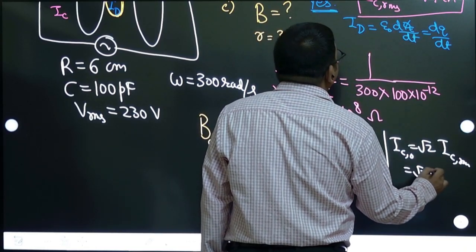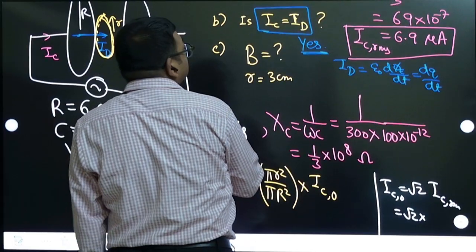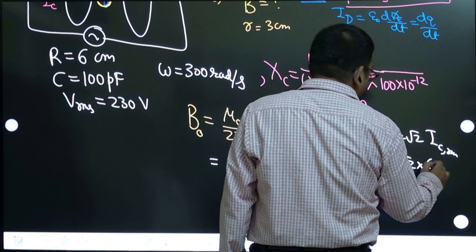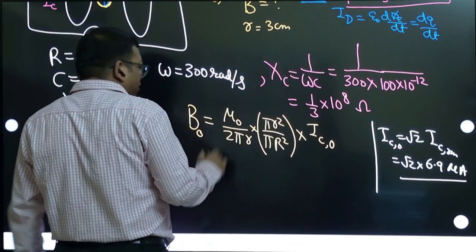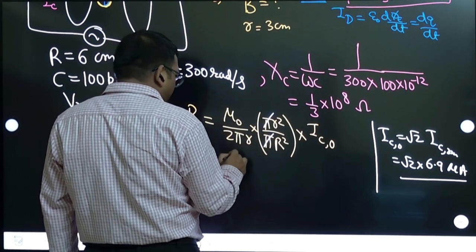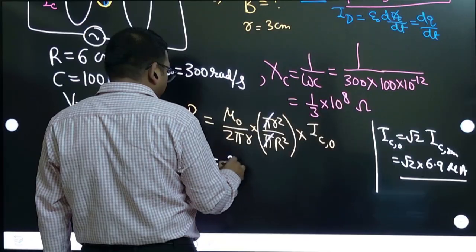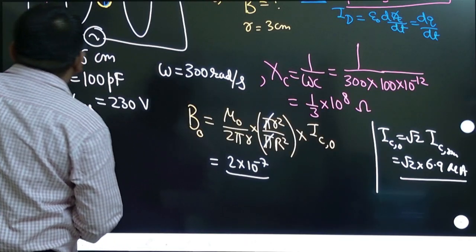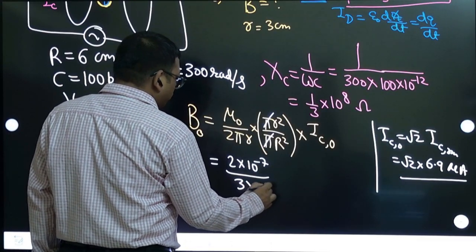So root 2 times RMS we have already calculated here. That factor was how much? 6.9 micro. So 6.9 microampere it is. So this value of current we will use. Now let us apply this. This pi will anyway get cancelled. So mu naught by 2, mu naught is 4 pi into 10 power minus 7. So this 2 will come, into 10 power minus 7 will come. R means this 3 centimeter they are asking. So 3 into 10 to the power minus 2 we will put.